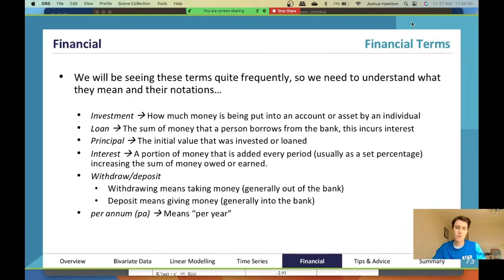Withdrawal, deposit. Withdrawal means taking money out. Deposit means putting money in. And then per annum means per year. So you'll see PA, that means per year. So per annum is per 12 months or per year. That's another important definition as well. You need to know what per annum means. It comes up all the time. Please don't forget what per annum means. It's always going to come up.